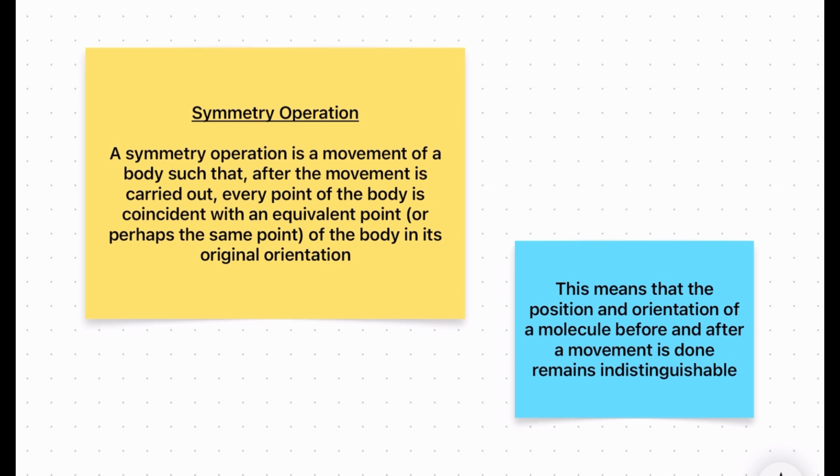A symmetry operation is a movement of a body such that after the movement is carried out, every point of the body is coincident with an equivalent point or perhaps the same point of the body in its original orientation. This means that the position and the orientation of a molecule before and after a movement is done remains indistinguishable. This word should be highlighted, indistinguishable.